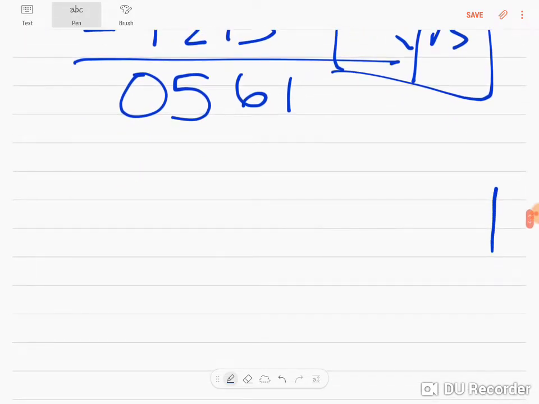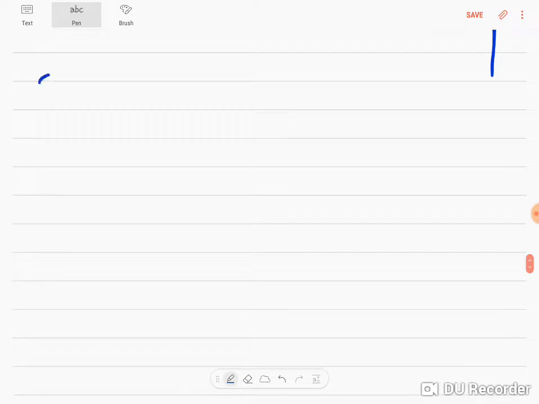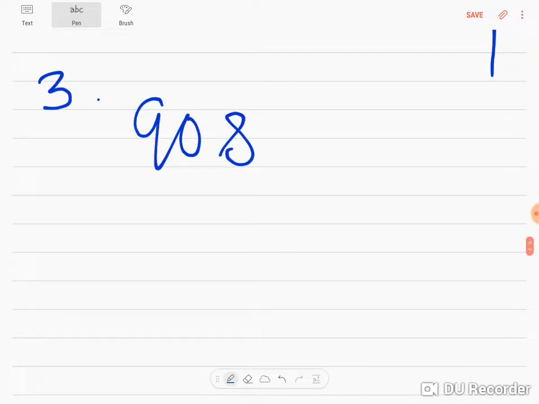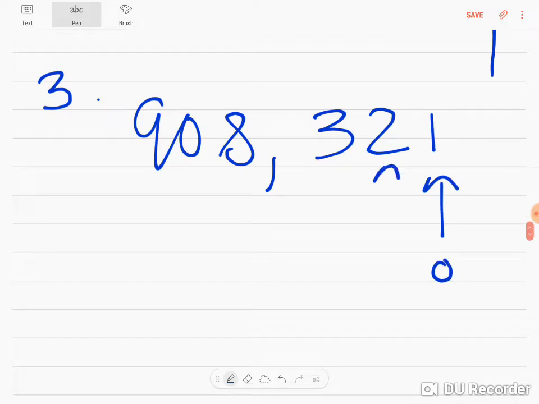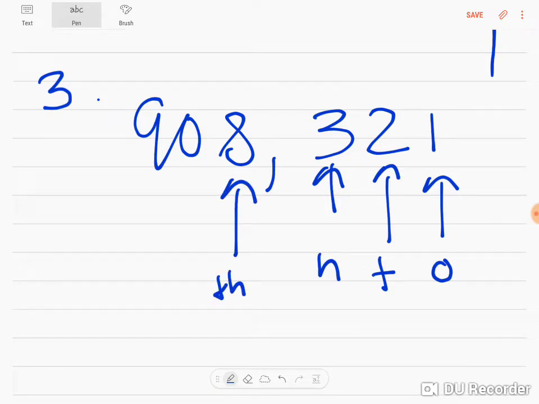All right, number 3. It says the zero holds what place in 908,321? Well, this is the ones. This is the tens. This is the hundreds. This is the thousands. And this is the 10,000s.